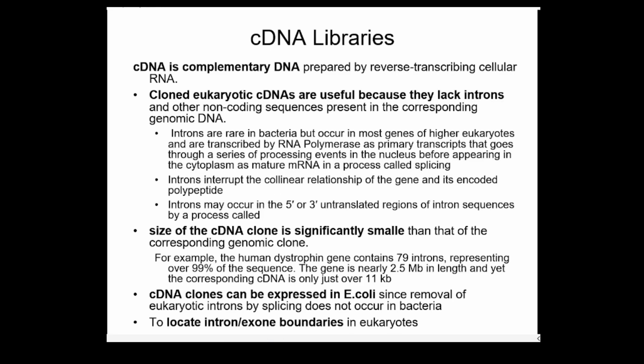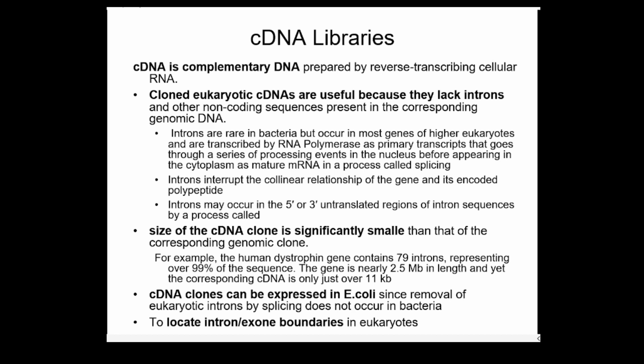A cDNA library is complementary DNA prepared by reverse transcribing cellular RNA. Cloned eukaryotic cDNAs are useful because they lack introns and other non-coding sequences present in the corresponding genomic DNA. Introns are rare in bacteria but occur in most genes of higher eukaryotes and are transcribed by RNA polymerase as primary transcripts that go through a series of processing events in the nucleus before appearing in the cytoplasm as mature mRNA in a process called splicing.